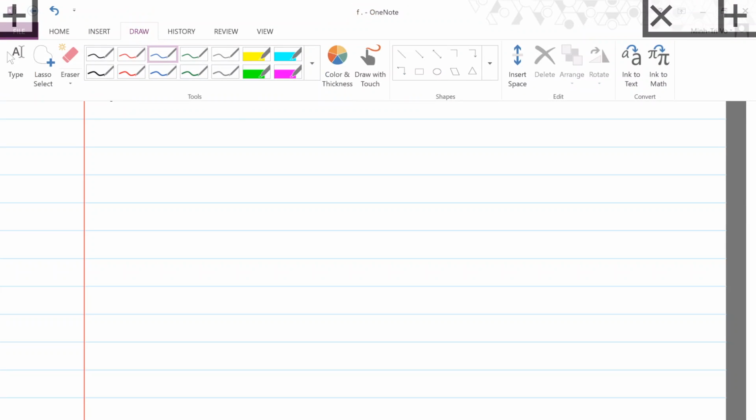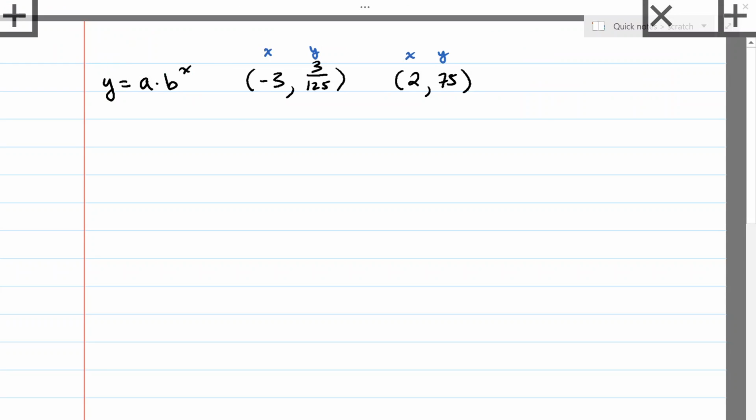So we're going to start by taking one of them and plugging it into the general equation, right? So here we'll take y equals 3 over 125, plug it in for y, and then -3, I plug it in for x. So first thing we have here is a negative exponent.